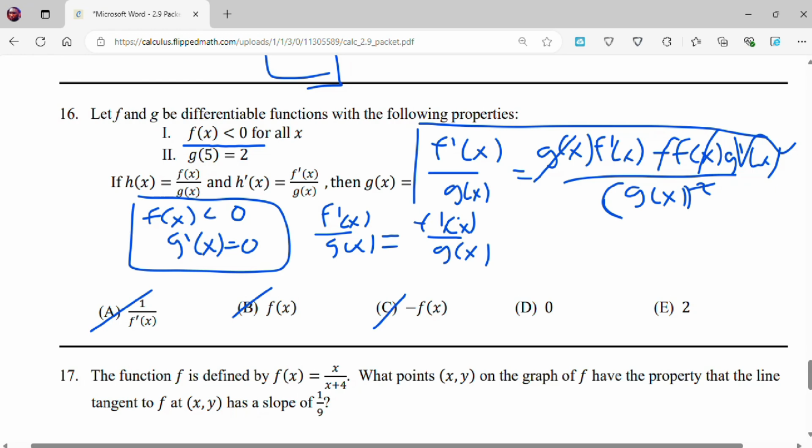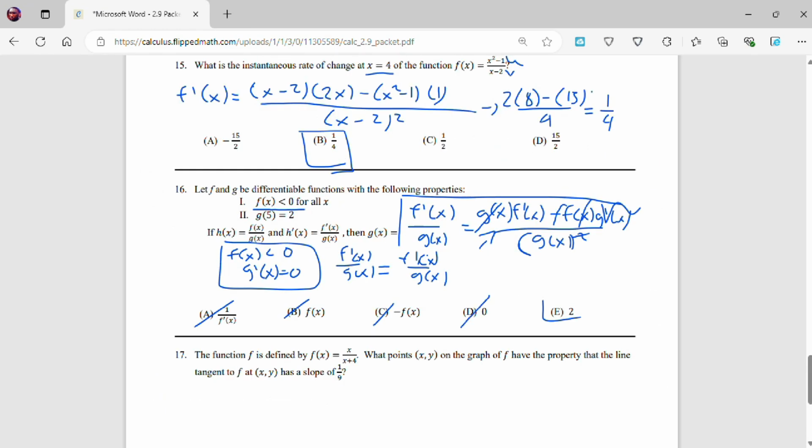And now the difference between g of x equals 0 and g of x equals 2 is that when g of x equals 0, then this would be undefined. So h prime of x is undefined. Therefore it cannot be 0. And if you use the original equation that we derived right here, if you plug in 0, then you would just have 0 over 0. So it has to be 2. It has to be 2.